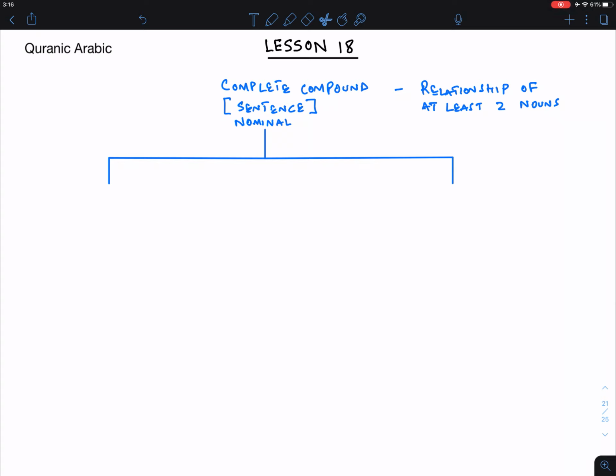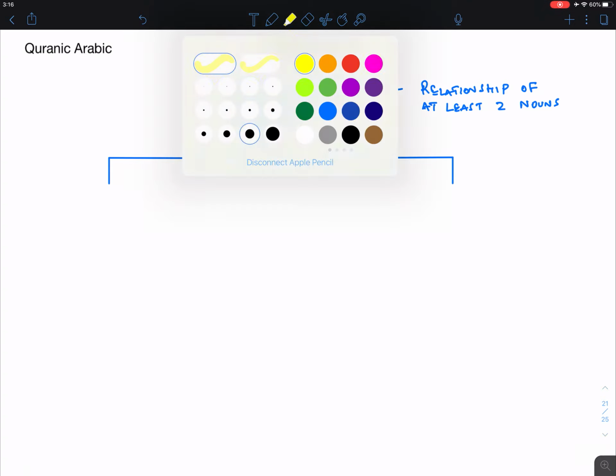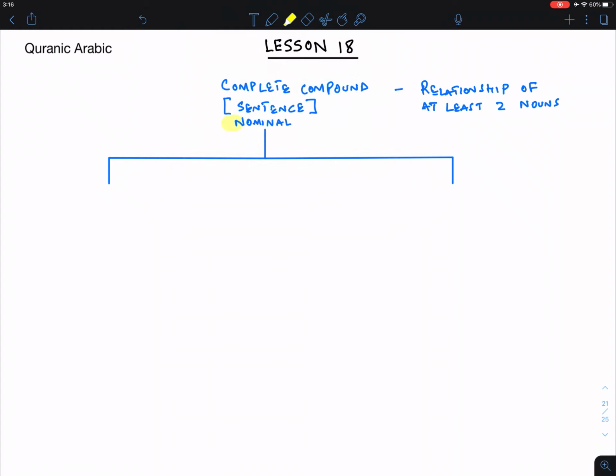And again, our focus is nominal sentence. Nominal sentence, again, as a reminder, is the one that starts with a noun. So we're focused on the nominal sentence, starts with a noun. Again, we're exploring the relationship of at least two nouns together.